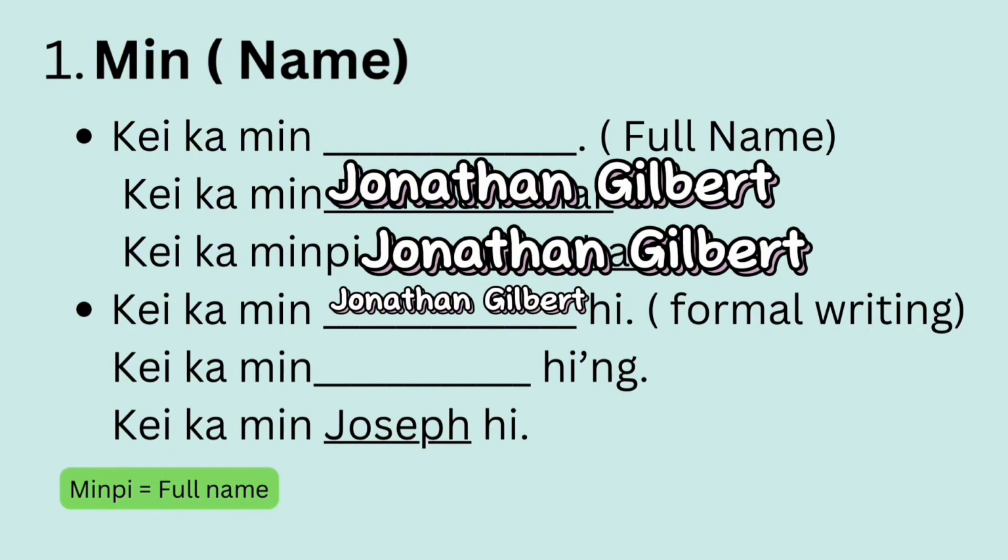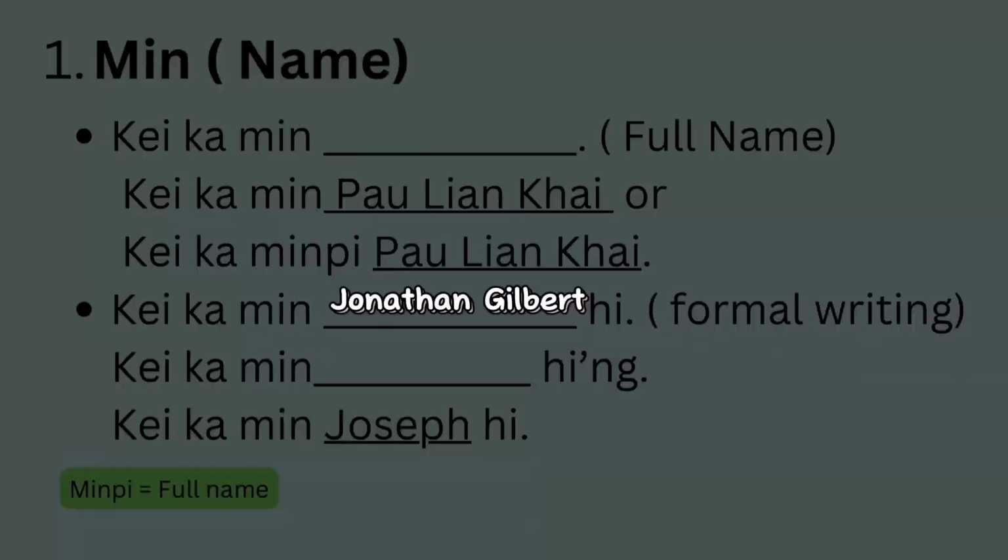Okay. And the next sentence is Kei Ka Min blank Hieng A. Kei Ka Min Joseph Hieng A. Kei Ka Min Thang Ao Hieng A. Like that, you can say your name. So let's see the next slide.